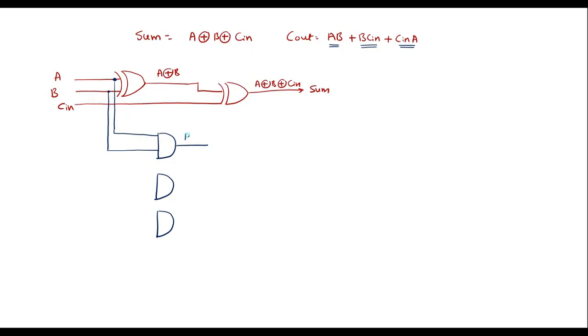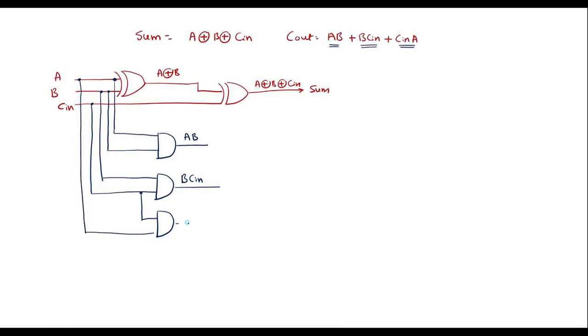The output of this is AB, and we have B Cin. So here we have B and we have Cin. So output of this is B Cin. For another AND gate, the inputs are Cin and A. So this is Cin, and let me take A. So this is A. The output is Cin A.